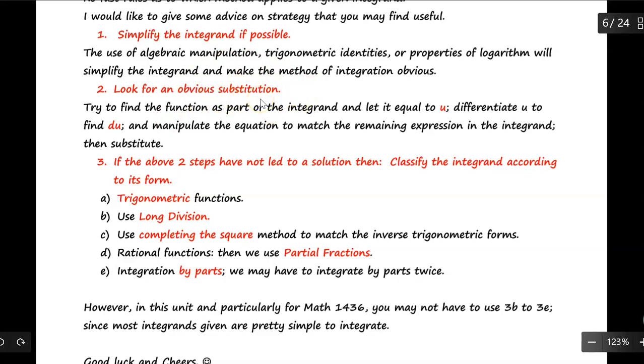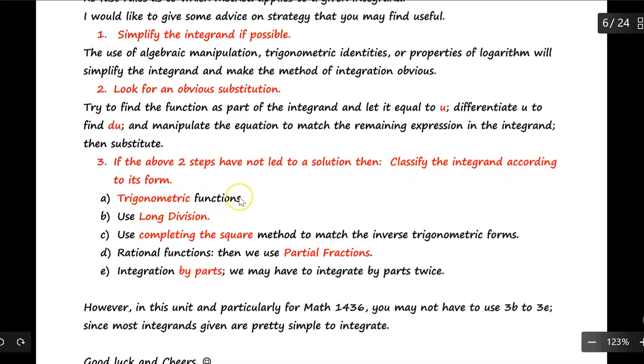Substitution method is you have to let a part of your integrand equal to u. After you let it equal to u, you have to differentiate it because you want to pull out that differential factor du over dx. Then you can manipulate your equation to match the remaining expression of the integrand. Then you substitute.